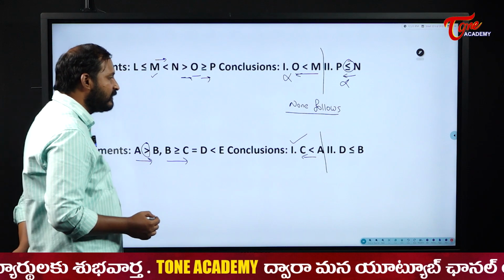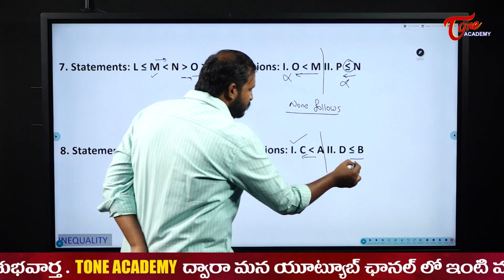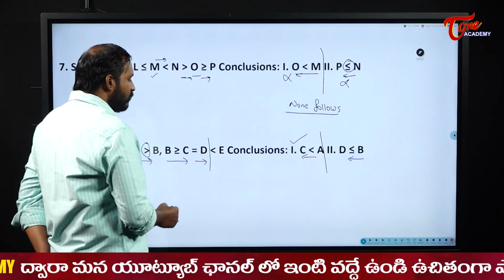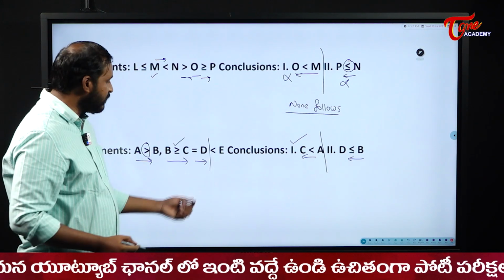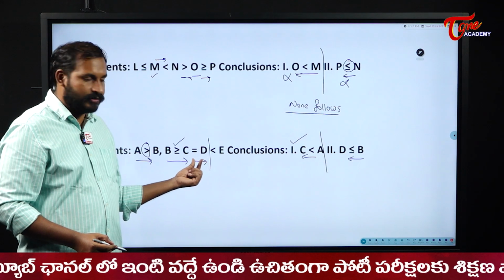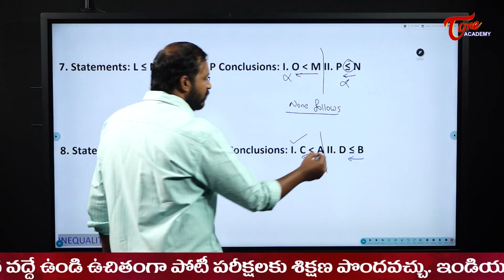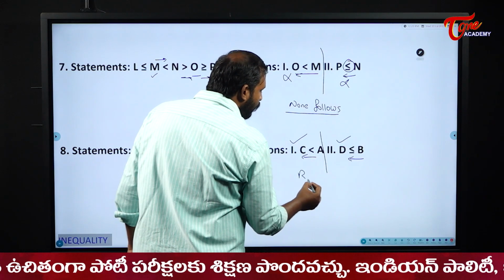Now see the second one. B to D. I should travel from B to D. B to C I can go, C to D also I can go. Throughout my journey I have only this symbol side. Equal to is negligible, students, as I have told you. So I have only greater than or equal to, right? So this one is also correct. So my answer here becomes both follow.